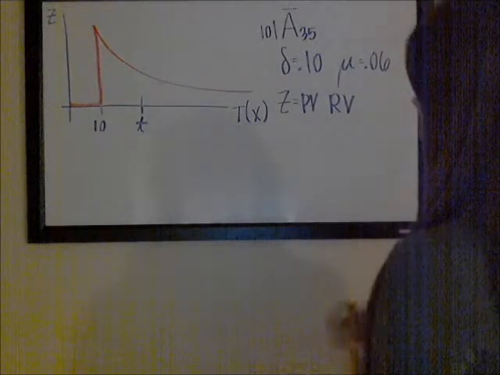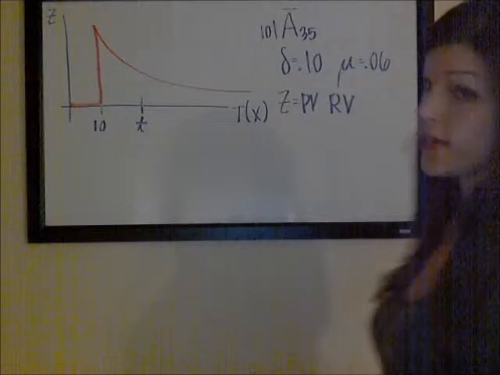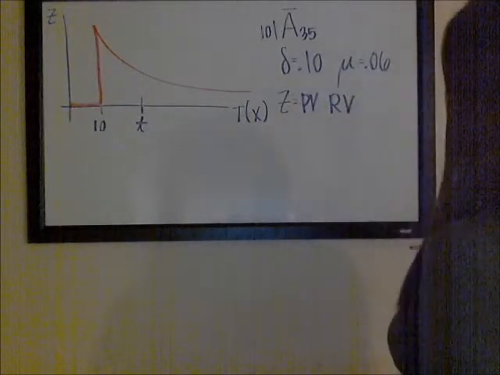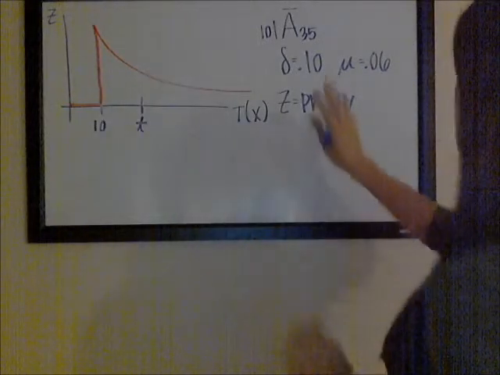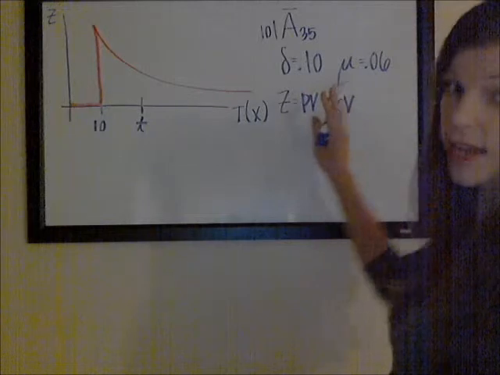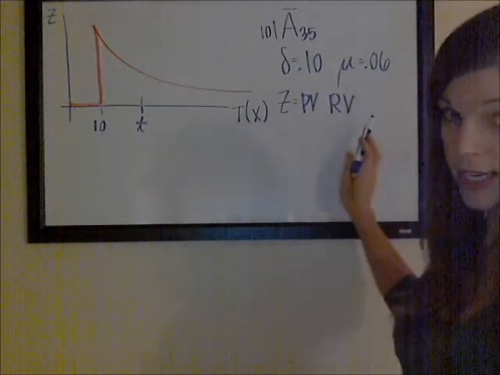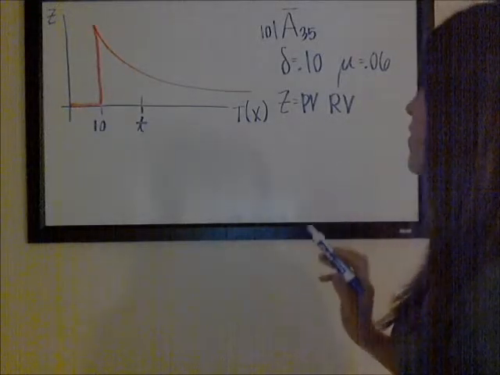They tell us that we are looking at a 10-year deferred whole life insurance on a 35-year-old payable at the moment of death. So I have that down just to remind us of the context. The force of interest is 10% and our force of mortality is constant at 0.06. They define Z to be the present value random variable.